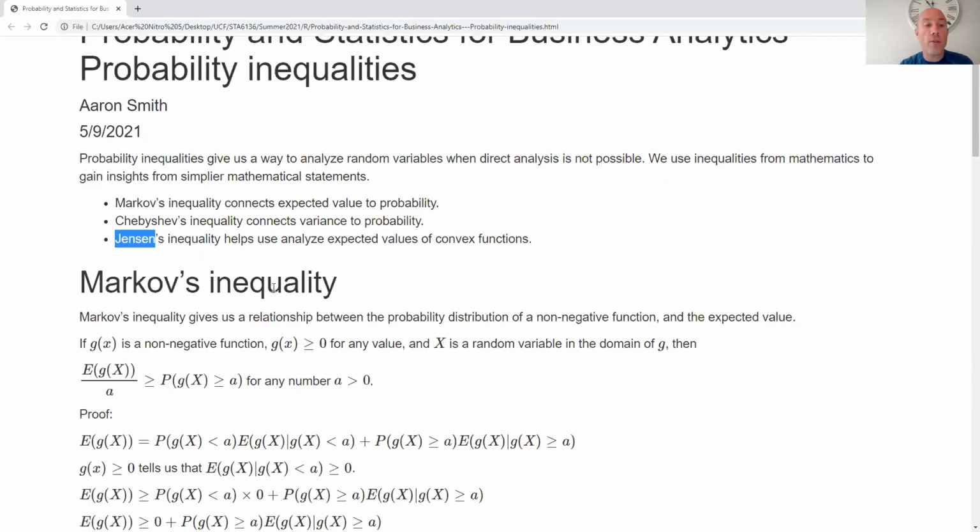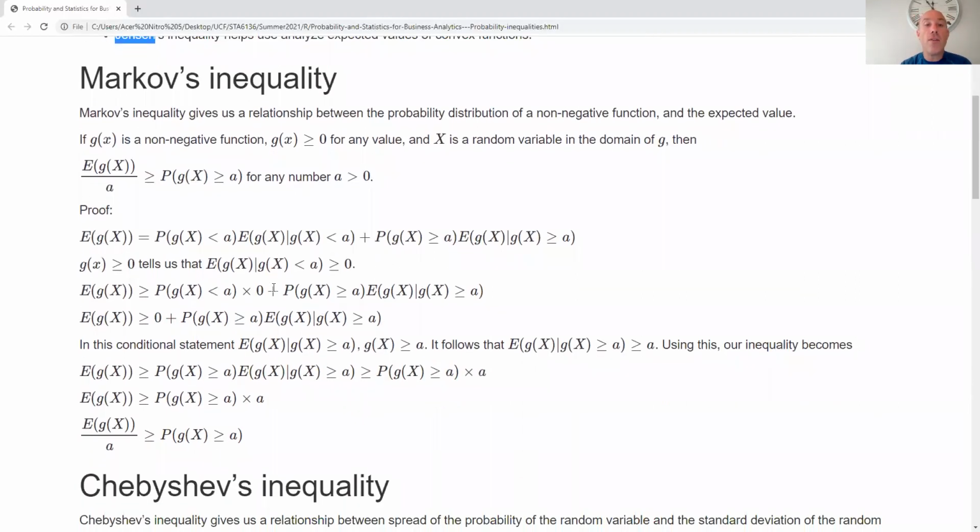Okay, so first, let's look at Markov's inequality. This connects central tendency to probabilities. We're going to say that G is a non-negative function, so G is greater than or equal to 0 for all possible x. And we're going to say that X is a random variable in the domain of G, so anything I get from my random variable, I can plug into G.